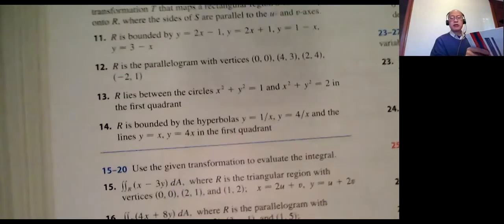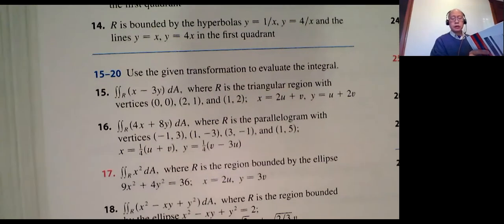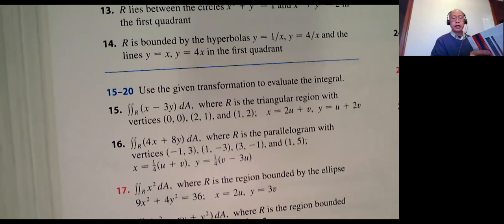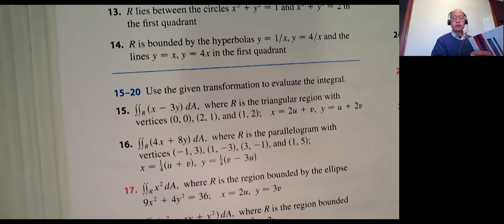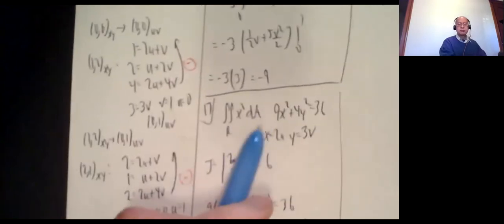Use the given transformation to evaluate the integral. All right, 17, double integral over the region R of x squared dA. R is the region bounded by the ellipse 9x squared plus 4y squared equals 36. x equals 2u, y equals 3v. All right, this one's actually much easier than the previous one.